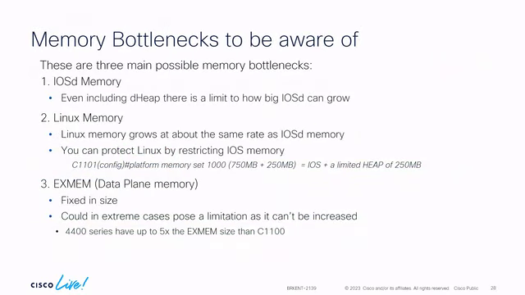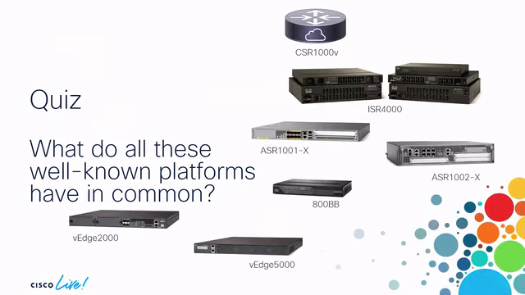So, bottleneck: iOS memory, heap, can grow. It should not grow into the Linux part, because Linux will grow at the same rate. Beware of that. XMEM is fixed in size. It could possibly, in some extreme cases, be exhausted. We have only seen that a couple of times in the history of ISO 4Ks. If it does, you have to change the router to a bigger one. But you shouldn't have to, really. Okay, that's about memory. Next one.